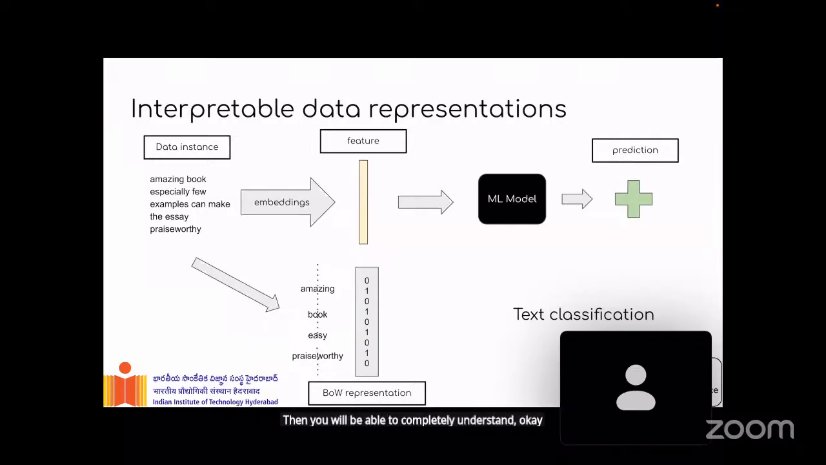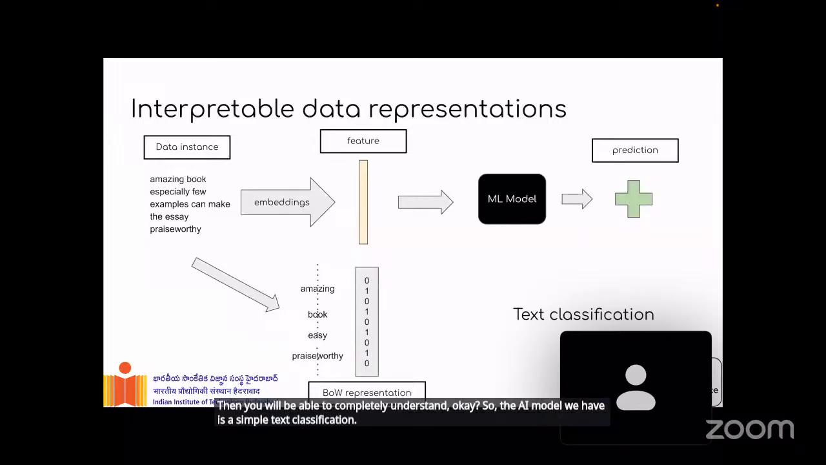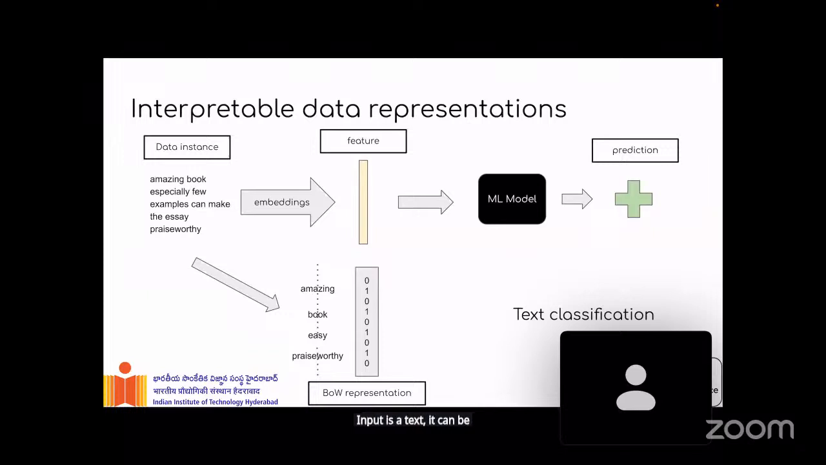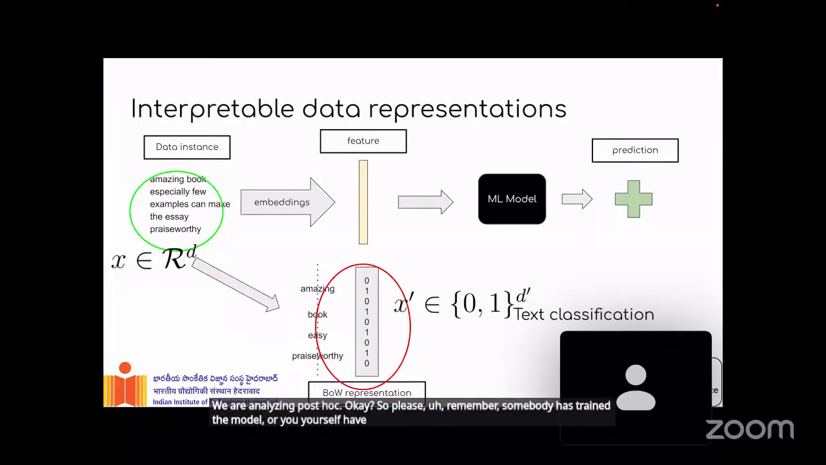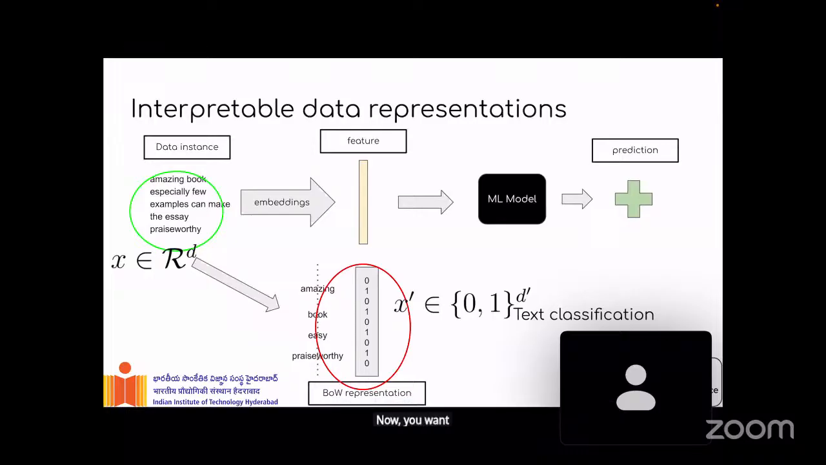Okay, so the AI model we have is a simple text classification. Input is a text. It can be one line, it can be a paragraph. Then the output is one of three classes: positive, neutral, negative. Now what I'll do is construct this bag of words representation. Remember, the model is trained. You have decent accuracy. Now we are analyzing post hoc. So please remember, somebody has trained the model, or you yourself have trained the model. Now you want explanations for the model.